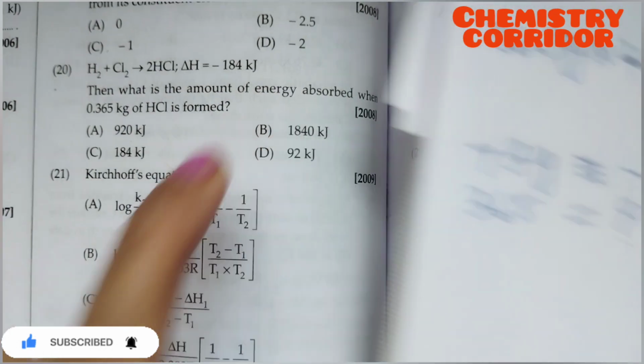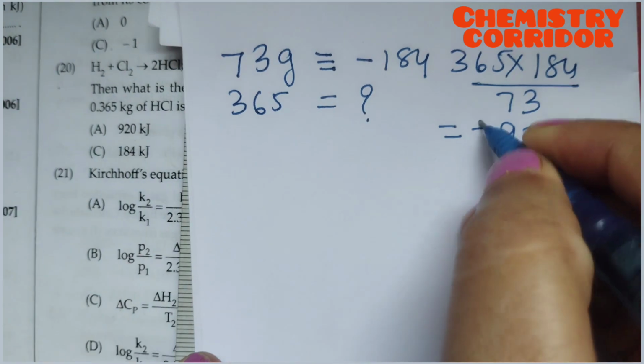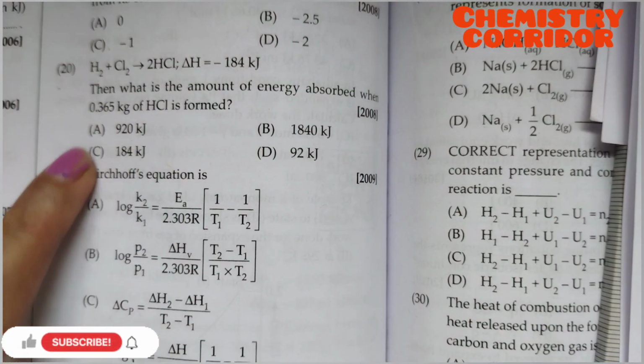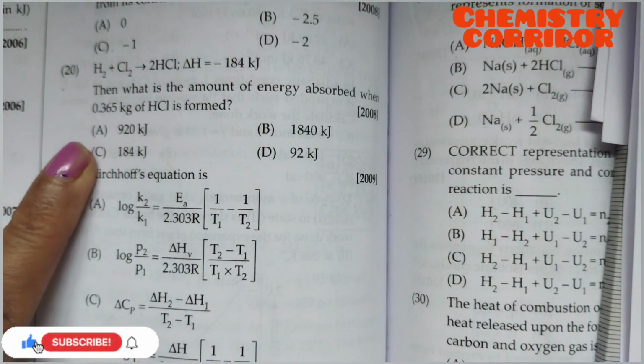So delta H will be positive. So your answer will be plus 920 kJ. So the answer here is the first option. Let's see the next question.